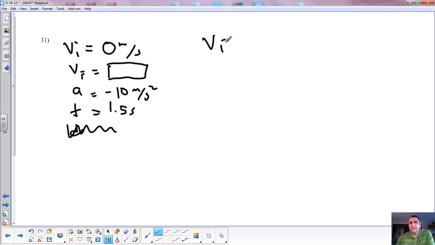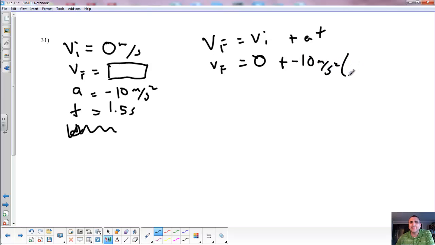Same equation, VF equals VI plus AT. VF is what we're looking for. VI is 0 plus negative 10 meters per second squared times T, 1.5 seconds. That seconds will cancel with one of those seconds, so I'm stuck with meters per second. And again, this time I'll do the math right. The final velocity will be negative 15 meters per second.